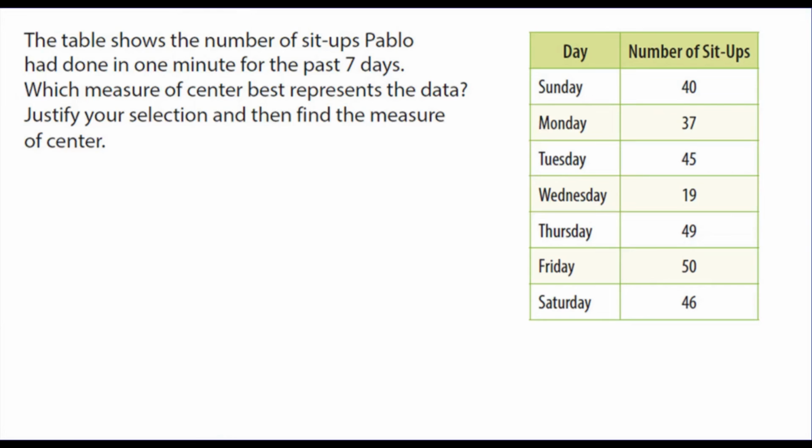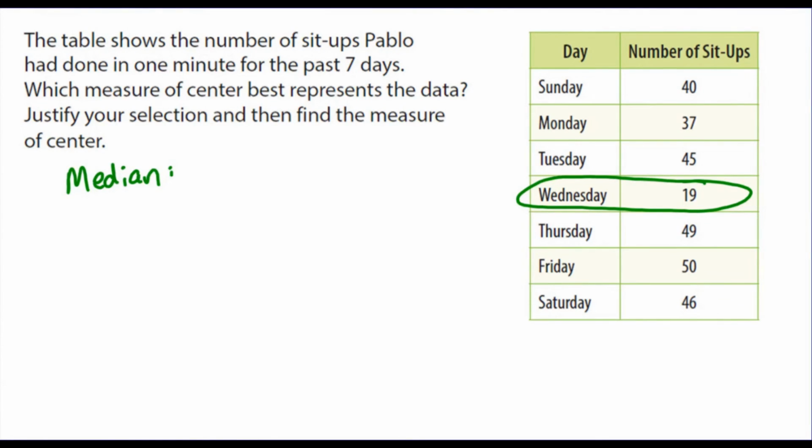Well, looking through the data set, we can see that they're all pretty similar except for Wednesday. Something must have happened with Pablo on Wednesday. He didn't do too well. So there is an extreme value here. So using the mean, we might not get the best number to represent this data set. So I probably would not use the mean. There aren't a lot of repeated values here. So then that would leave us the median. I would choose the median because there is an extreme value.